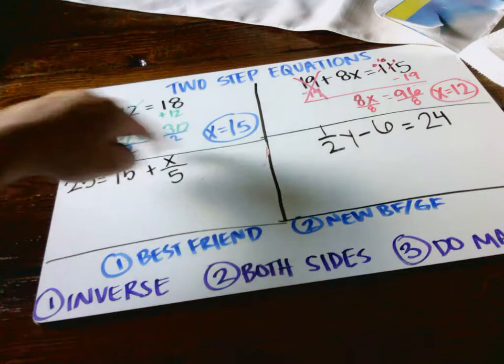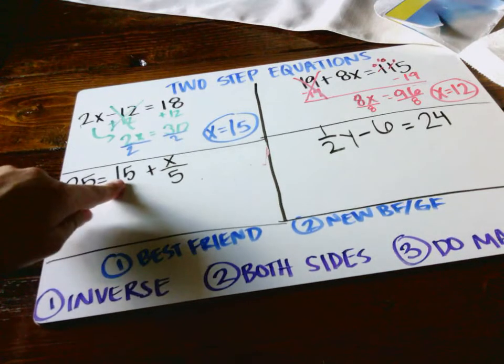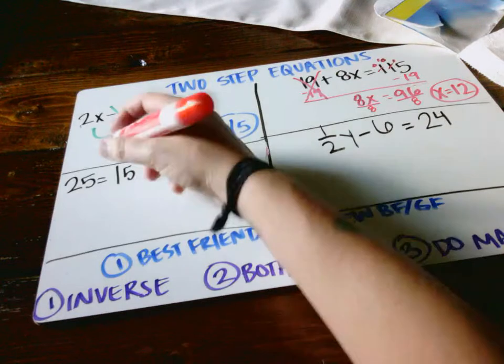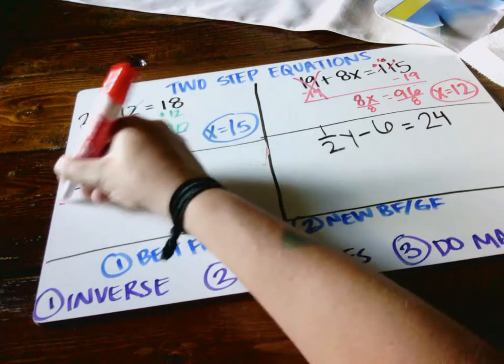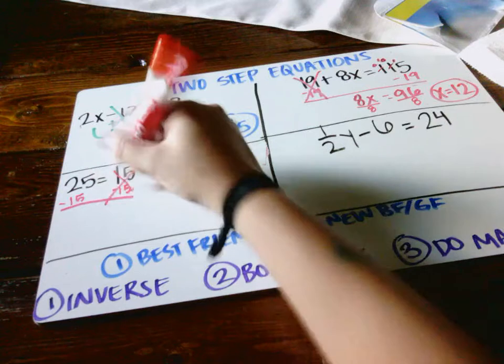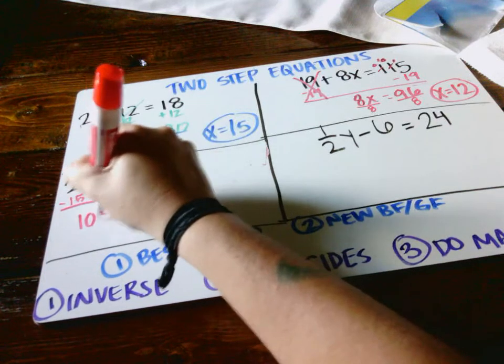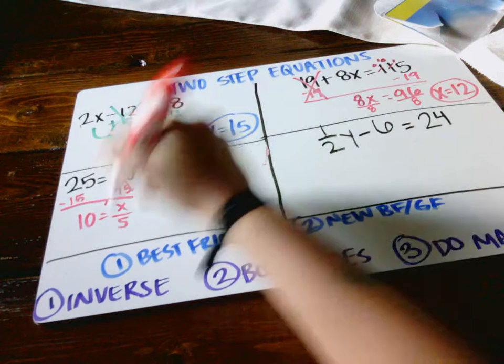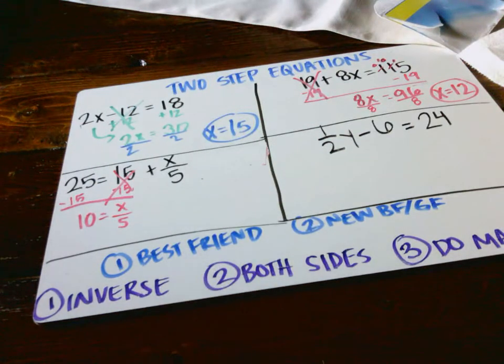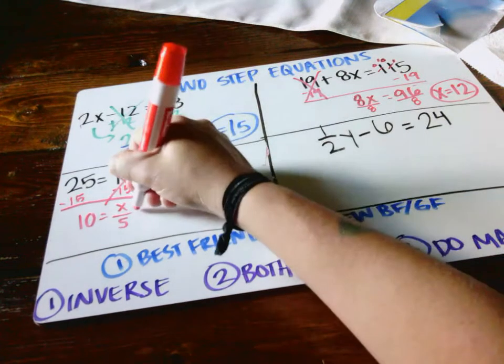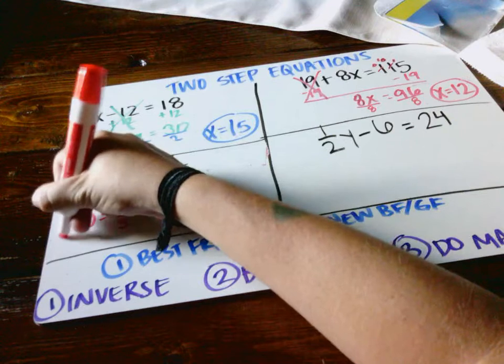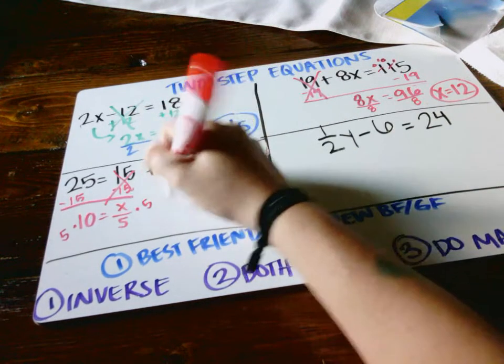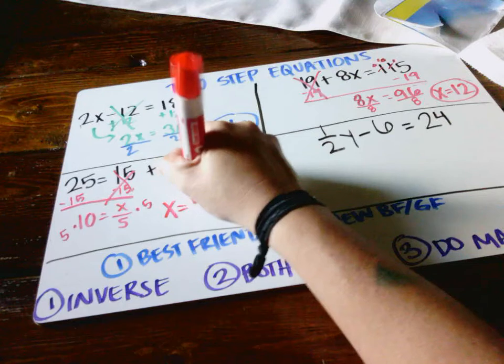So your goal is still to get the x alone. So I need to move this 15 to the other side. I do that by subtracting 15 from each side. I'm left with 10 equals x over 5. Now, x over 5 is written as a fraction, and I've taught my classes that fractions are just another way to write a division problem. Well, what's the opposite of a division problem? Well, you should know that it's multiplication. So I'm going to multiply both sides by 5. 5 times 10 is 50, so I end up with x equals 50.